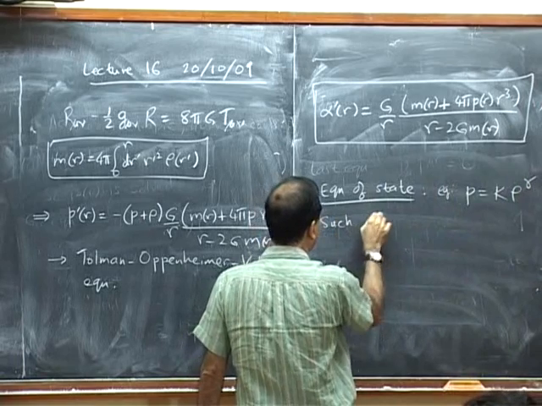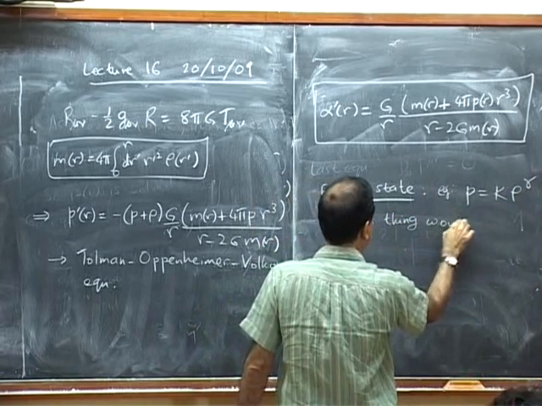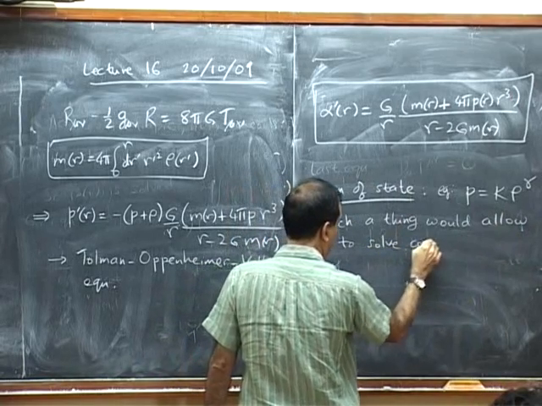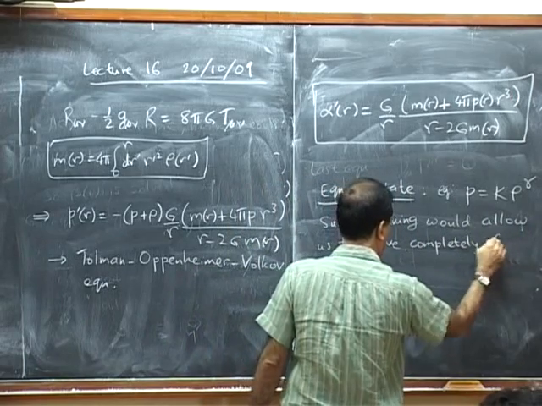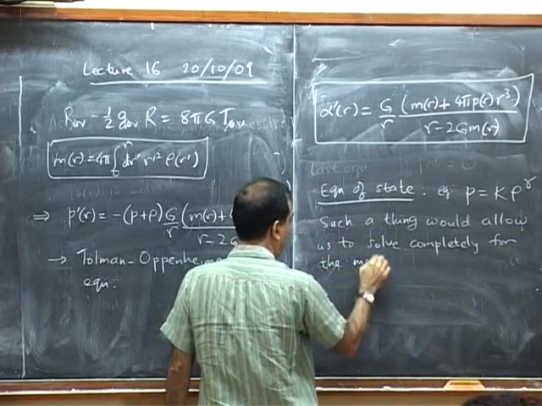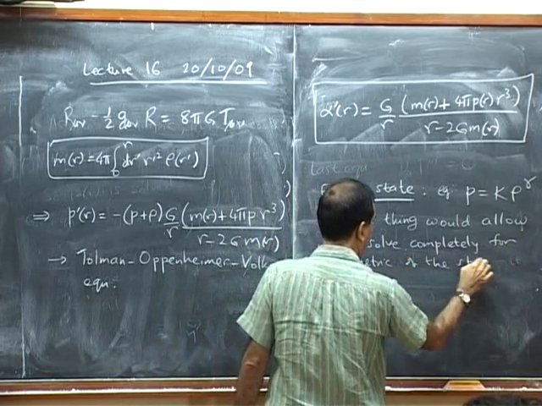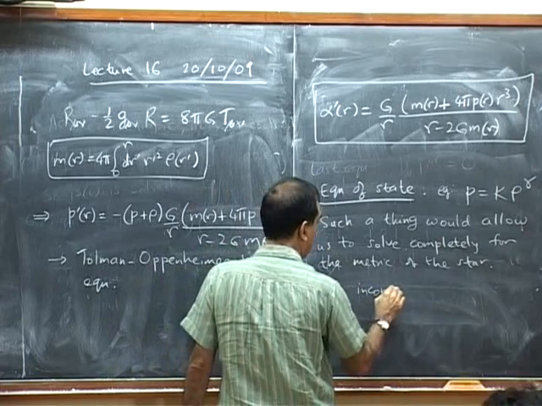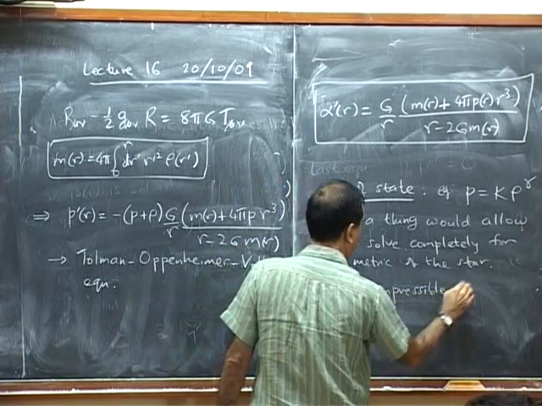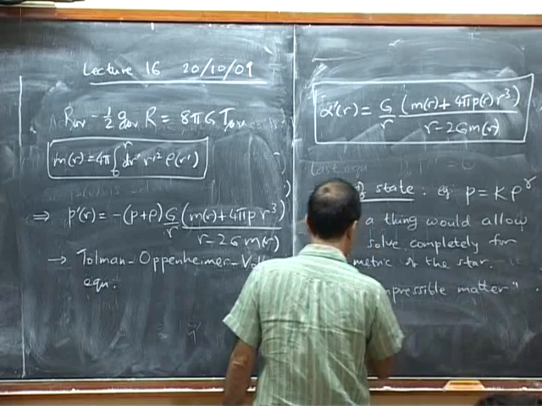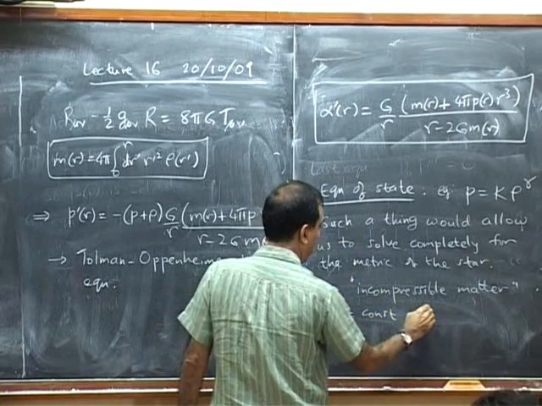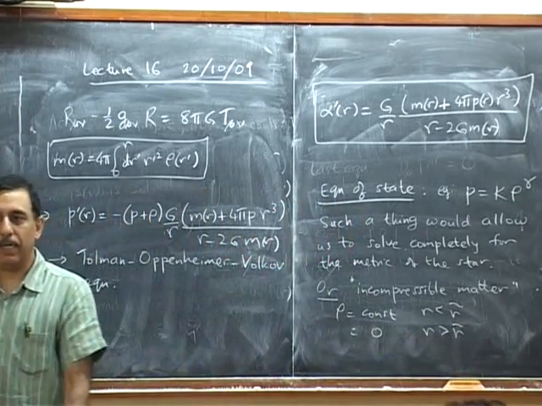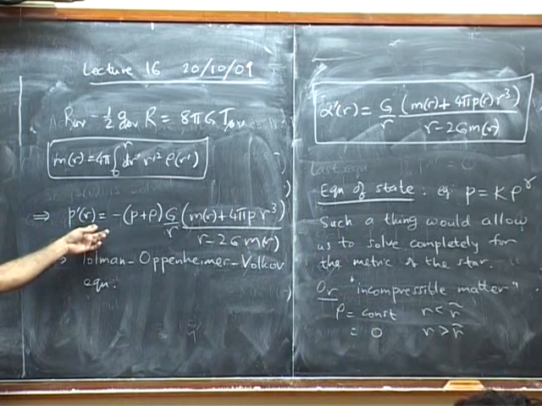Such a thing would allow you to solve completely, in principle of course, for the metric of the star. Another way would be to say it's incompressible matter, in which case you insist that rho equals constant for r less than r tilde and equals 0 for r greater than r tilde. It turns out that in this case, you can quite easily integrate this equation and find P.